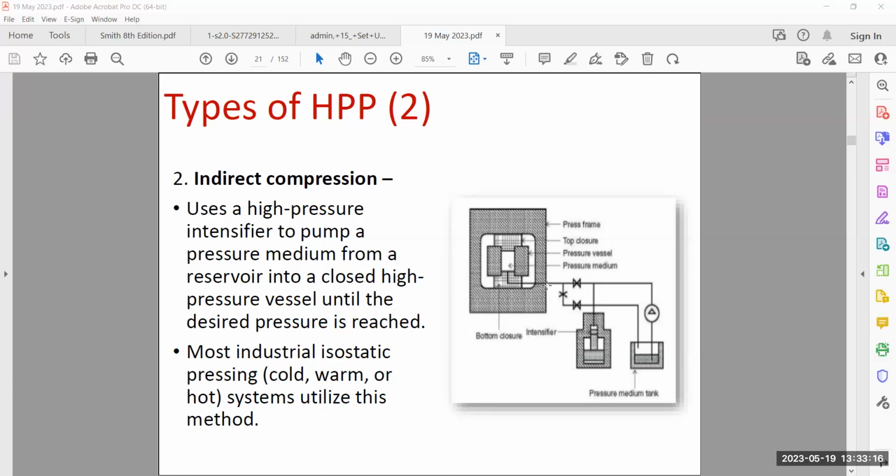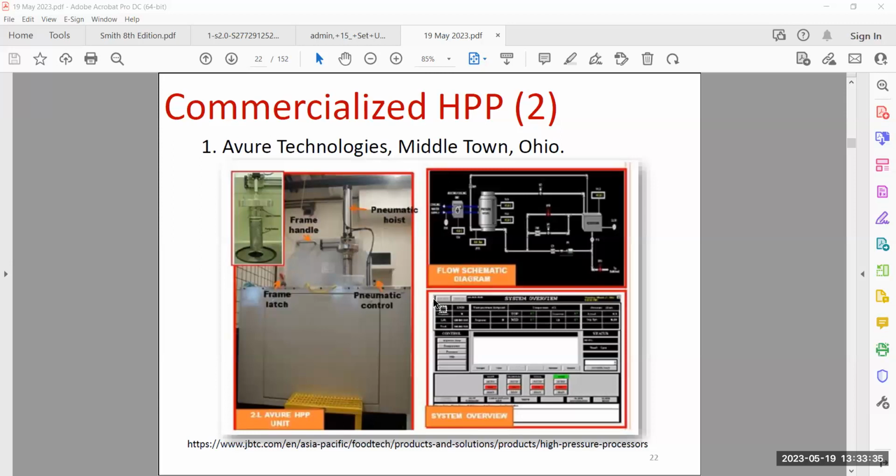Basically, you would have your pressure tank outside, the intensifier outside, and you would have what we call an enclosure or a chamber where you can put your food product inside, and then you can compress to a certain pressure that you would like it to be. Okay, so some of the commercialized HPP available in the market are Abdul technology.